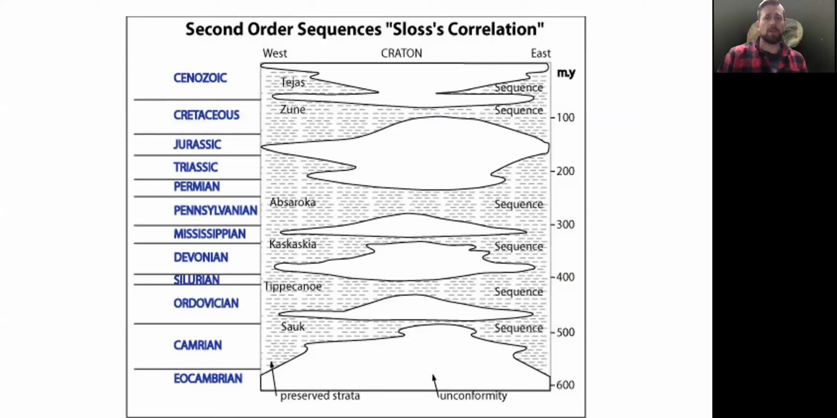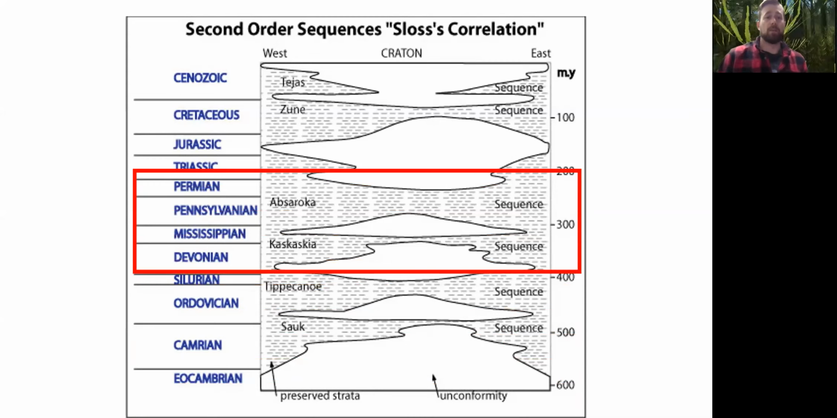So last time when we looked at our sloss sequences, we focused on the Sauk and Tippecanoe sequences during the early Paleozoic when sea levels were generally much higher. However, in the last half of the Paleozoic, Devonian through Permian, we're looking at the Kaskaskia and Absaroka sequences.